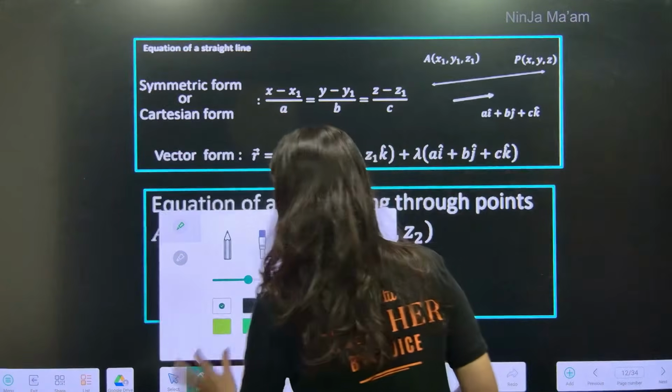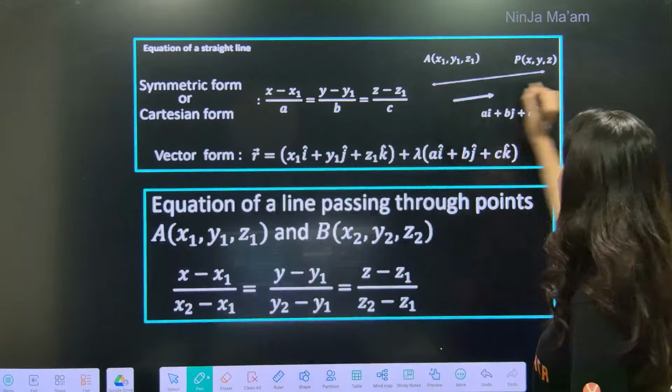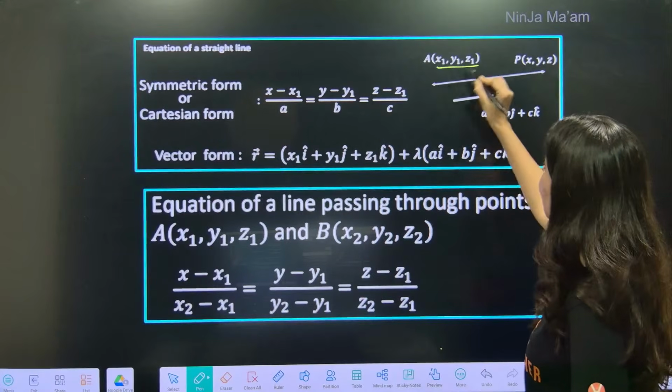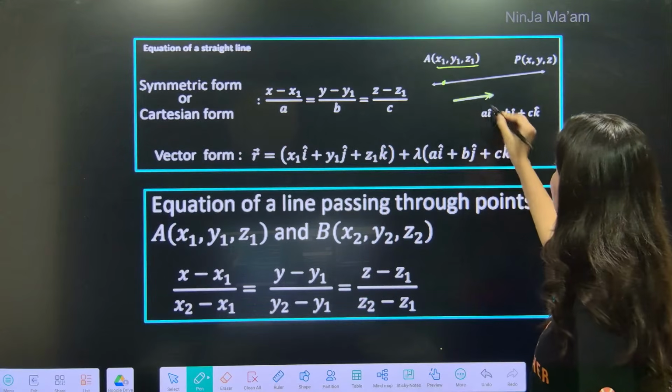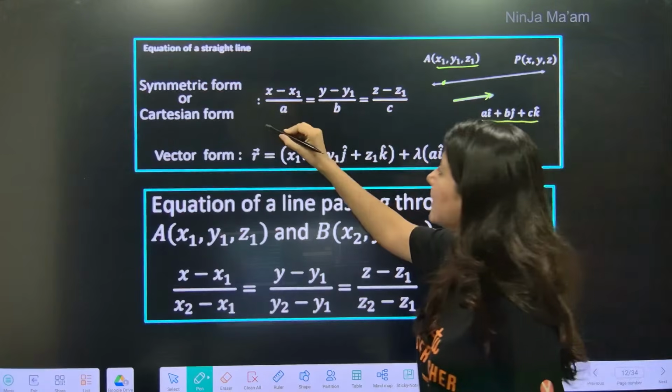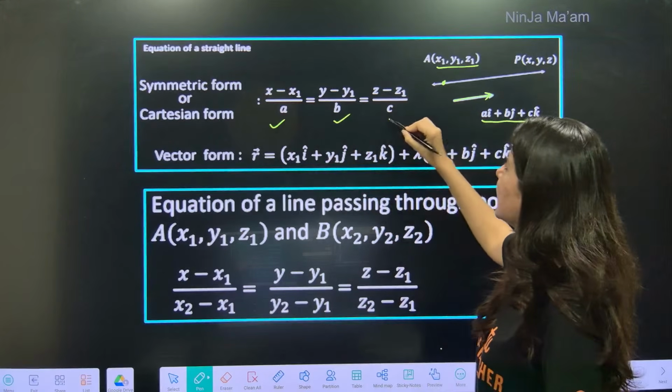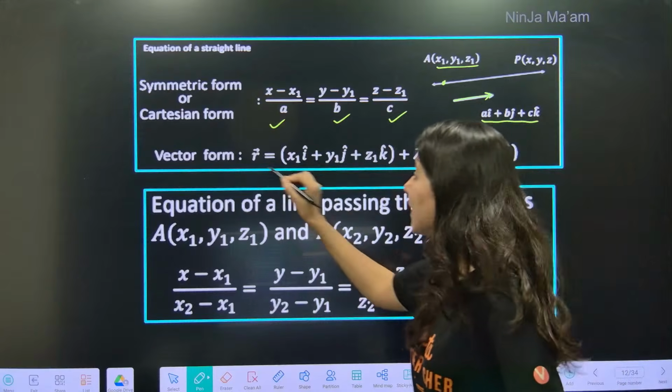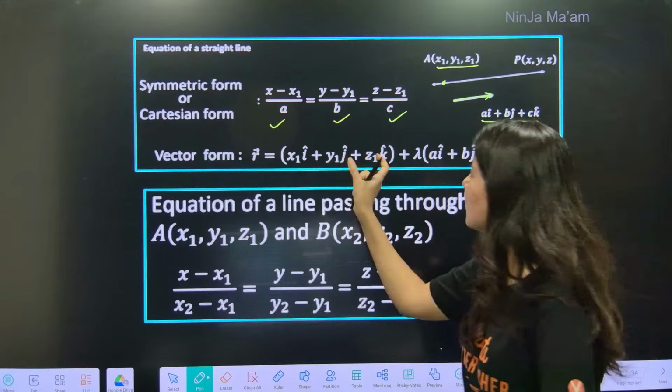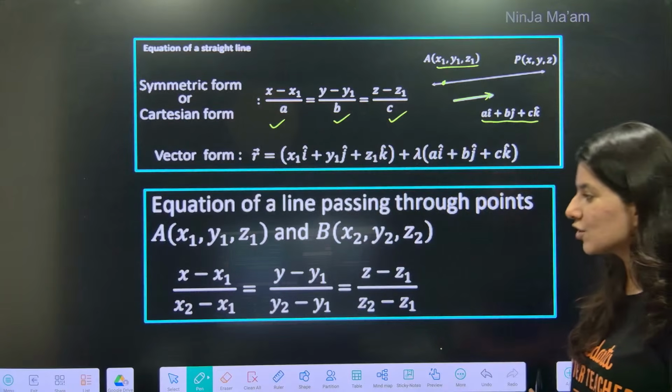Can you see that this is a line, this is the known point x1, y1, z1, and this is the direction, the DR. So x minus x1 by a, y minus y1 by b, z minus z1 by c, and the vector equivalent is this: r is equal to the point plus lambda times the direction.